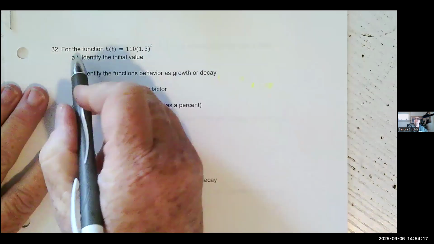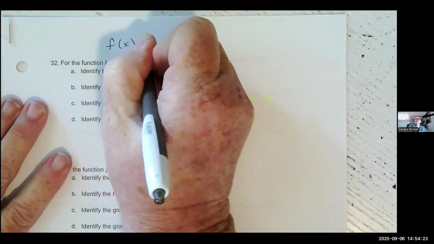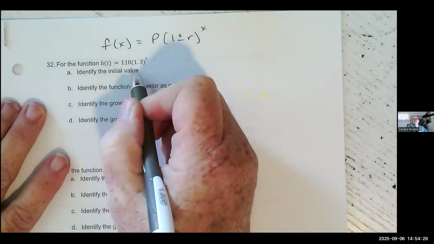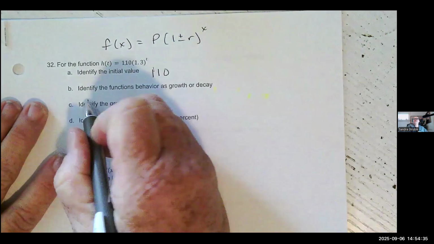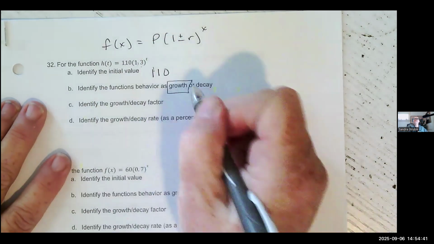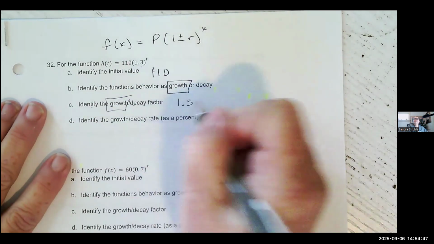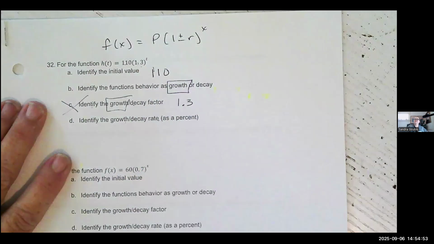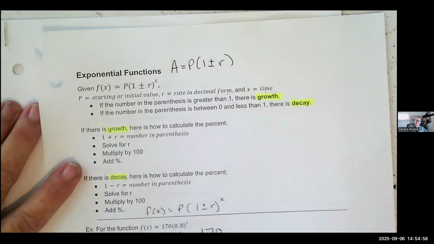All right. For the function h of t is equal to 110, I'm going to write f of x is equal to P times (1 plus or minus r) to the x, because that's how we've been learning this. We've got the initial value is 110. This is the 1.3, so it's greater than 1, so this is growth. The growth factor is 1.3. Again, not on your exam, but will be on your homework. And then the growth rate. If it's growth, you're going to take 1 plus r equal to the number in the parentheses.